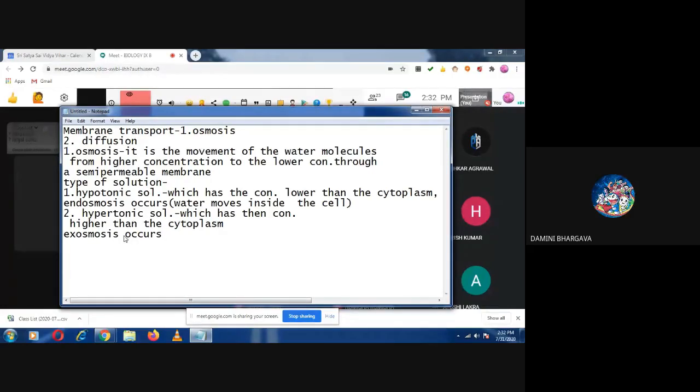Okay, clear to everyone? What are the two types of osmosis? Say quickly. Ayushi Lakra will tell. Ma'am, endosmosis and exosmosis. What is endosmosis, Ayushi? Ma'am, when water moves inside the cell, that is endosmosis, and when water moves outside the cell, that is exosmosis.